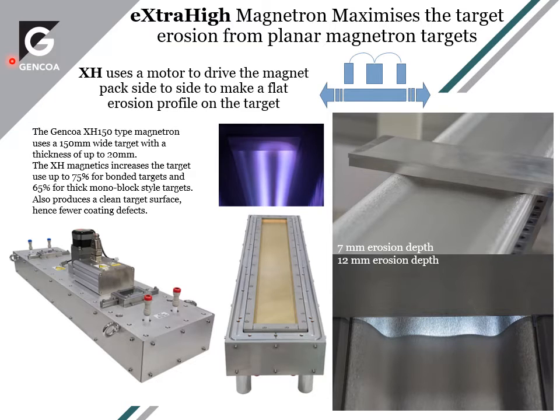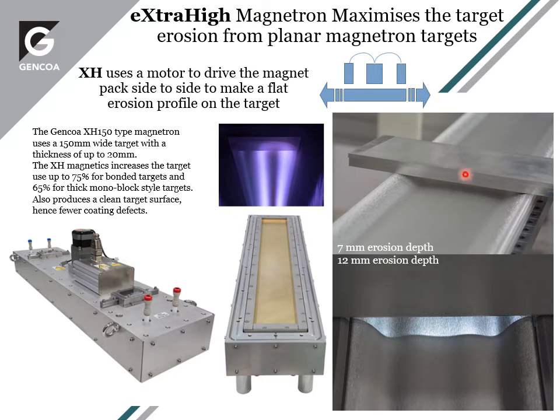Moving on to a dynamic motion source. So this is basically what we call the extra high, EH magnetron, XH, sorry. And it moves the magnetic array side to side at varying speeds. So we have a magnetic trap, which is essentially looping over the target. And then we use a motor to drive left and right. And we can vary the speed as well as obviously design the magnetic profile to suit.